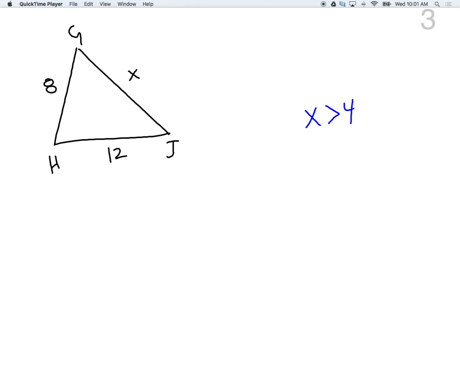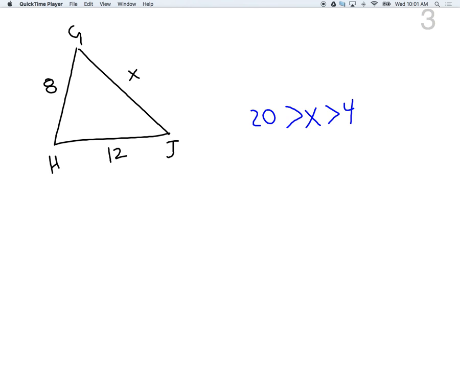Yes. It needs to be less than 20, because if we add 8 and 12, it has to be less than 20. Are we good with that? Anybody not in agreement? So that gives us a range for X.